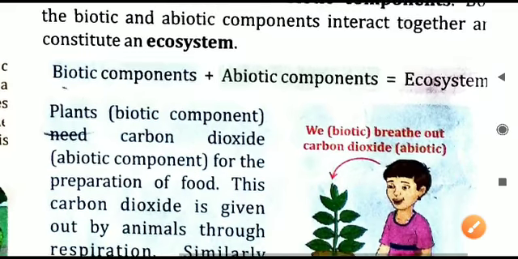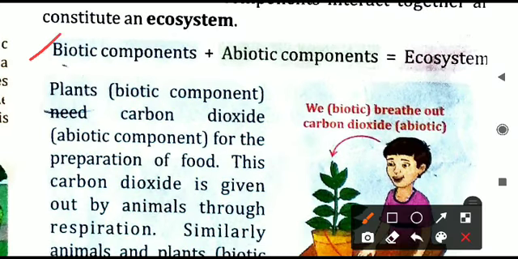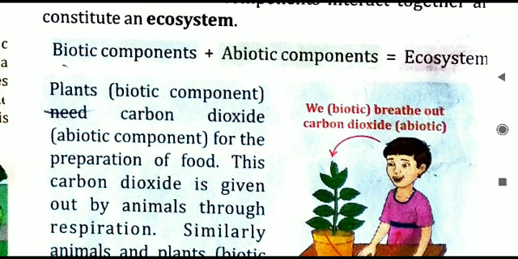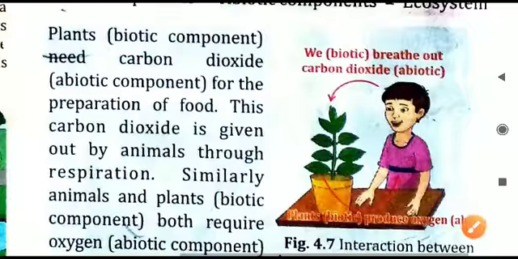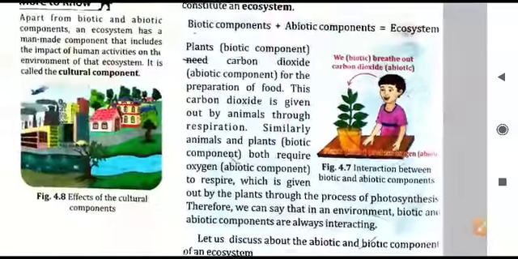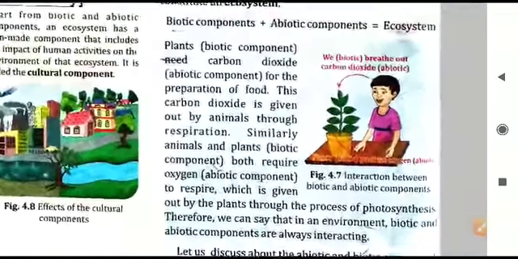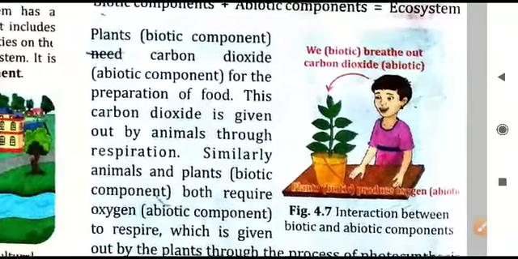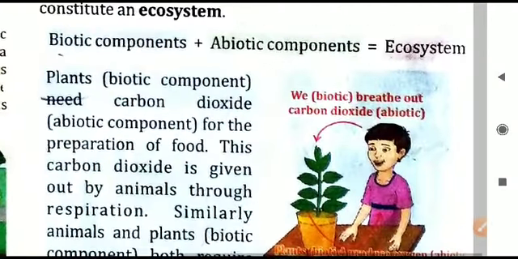So that is also given here in an equation form. We can write biotic components plus abiotic components. They all work together as an ecosystem. So what are the biotic as well as the abiotic components? We will see them in detail. Here we have an example for your broad understanding.